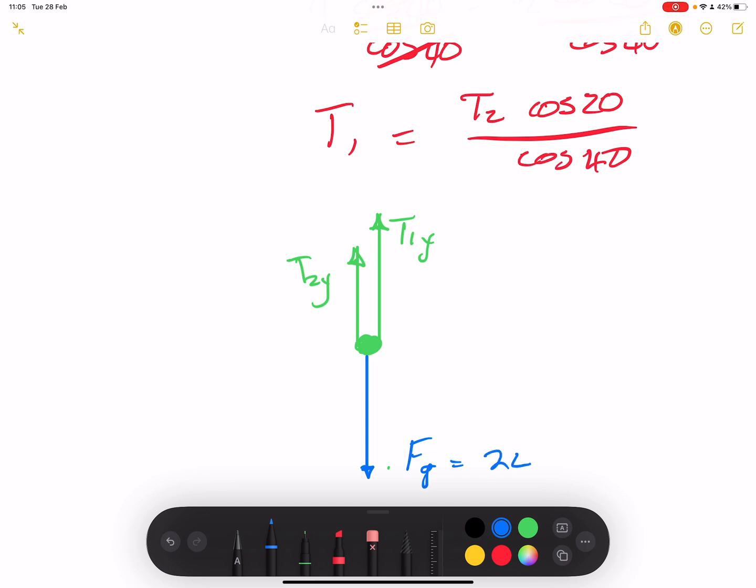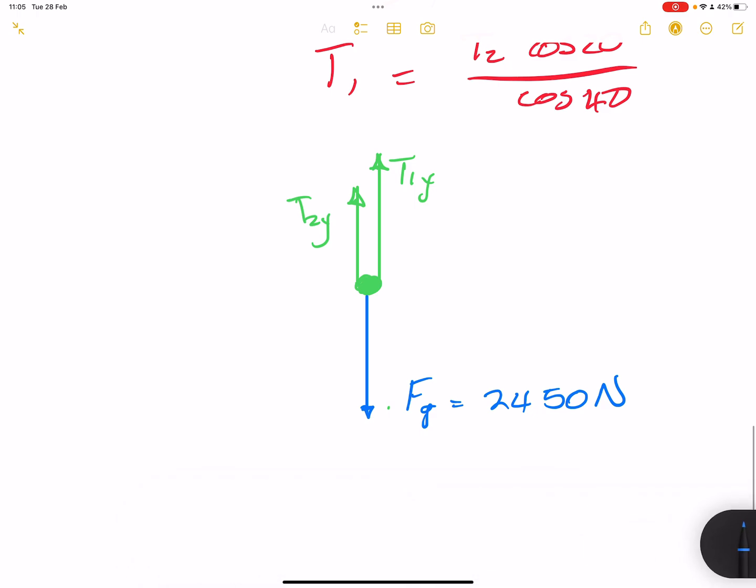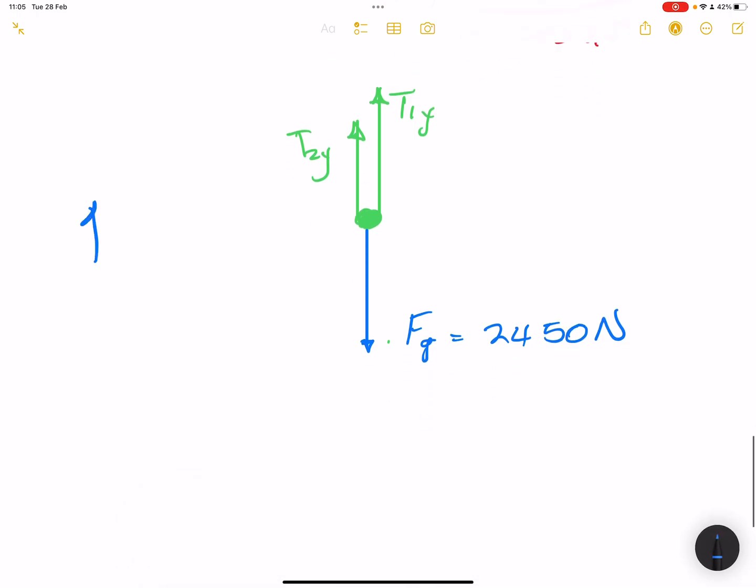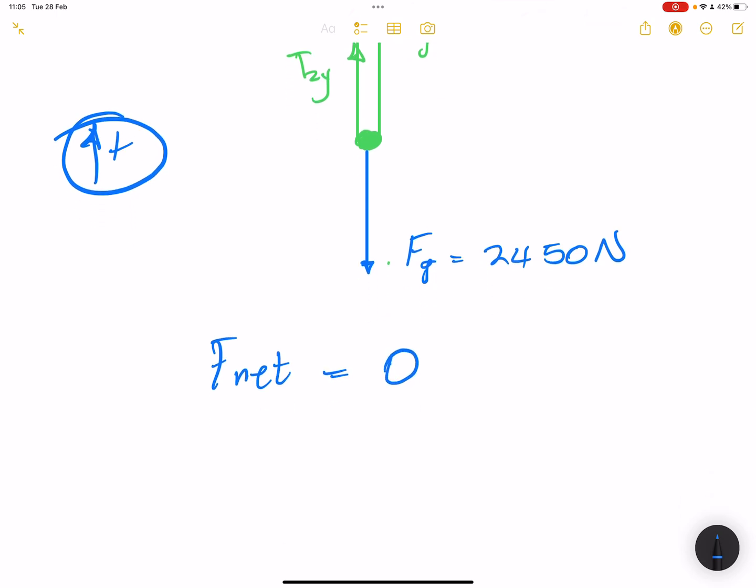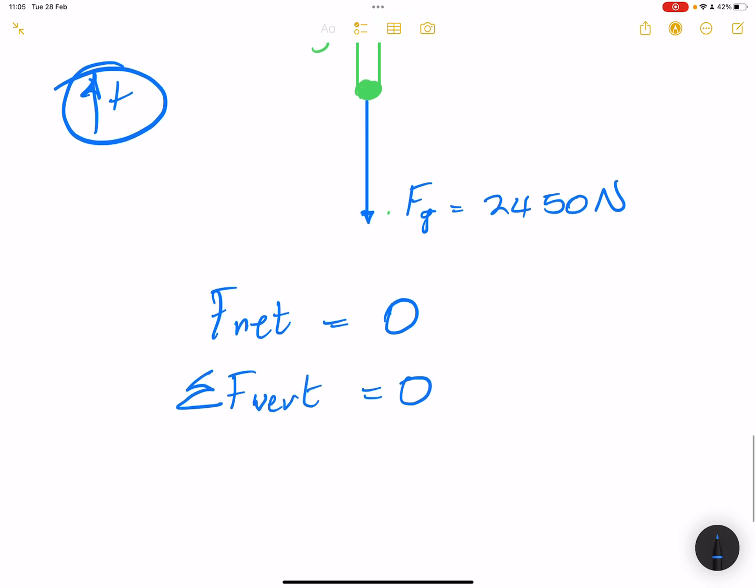And we said this is 2450 newtons, right? So now we can say, supposing that we're taking upwards as positive, and it really doesn't matter this time, because our system is at equilibrium. So we're going to say F net is equal to 0. The net force, the sum of forces, is equal to 0. But this time we're taking the sum of forces in the vertical direction. We say this is equal to 0.